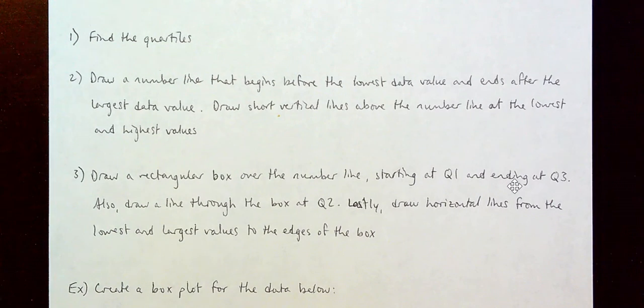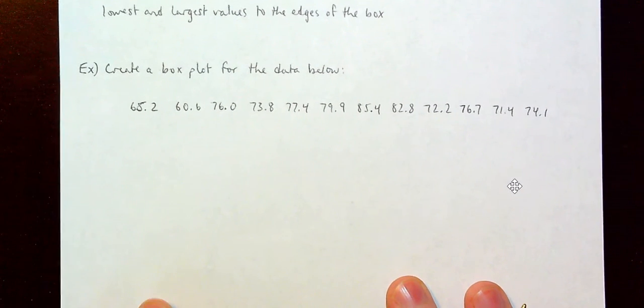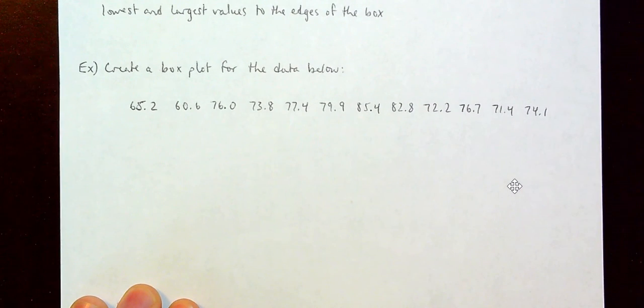And then lastly, you're going to draw horizontal lines from the lowest and largest values to the edges of that box. So we're going to do a couple sample problems to see how we do all this fun stuff. So we have a set of data below here. We're going to create a box plot for this data here.